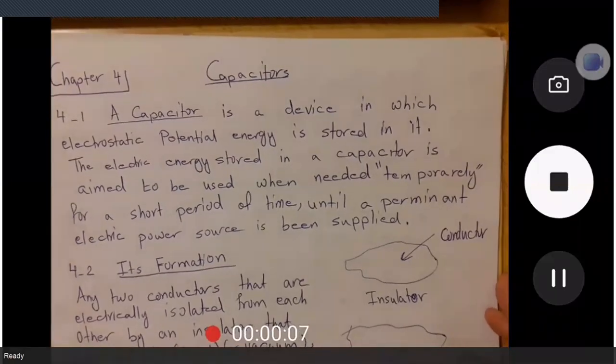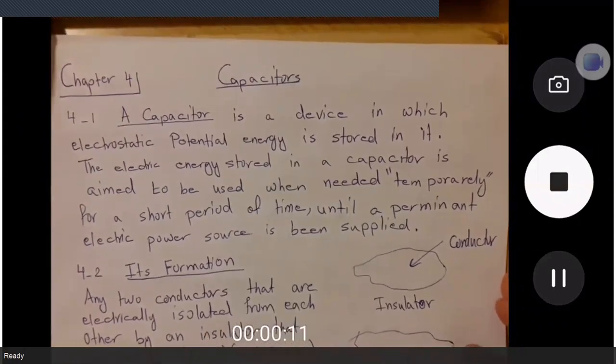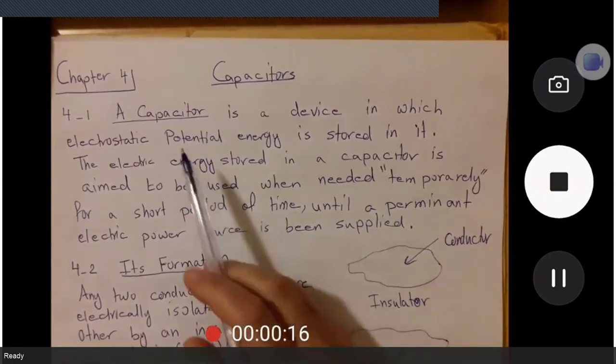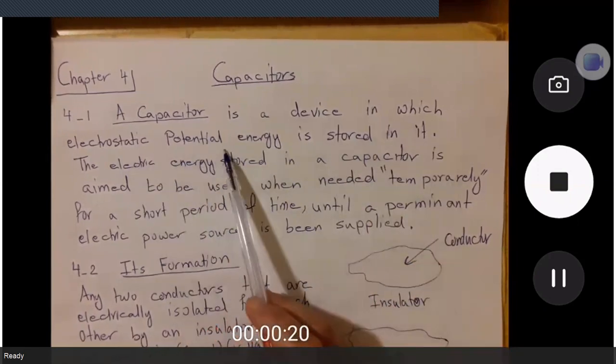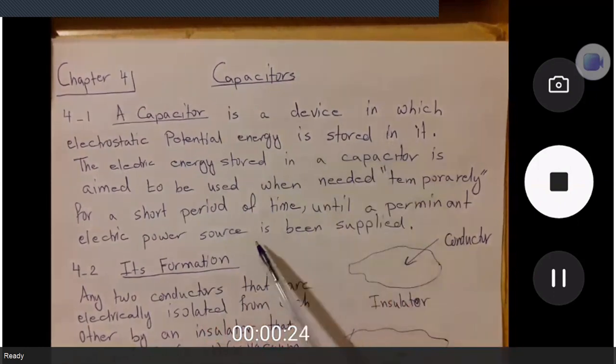Hello, everybody. It's a new chapter titled Capacitors. It's chapter 4. A capacitor is a device in which electrostatic potential energy is stored.